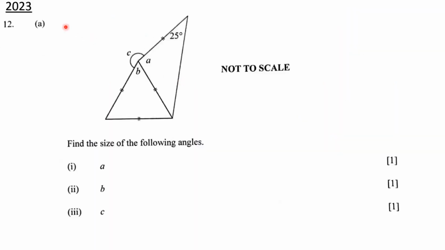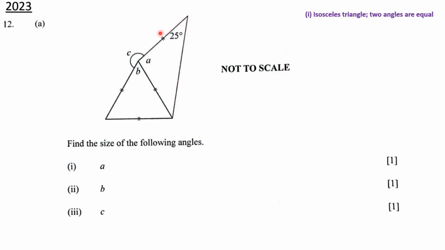Here we have another question. It says, find the size of the following angles. We have to figure out the size of angle A. A useful rule that we're going to use here is that if we're dealing with an isosceles triangle, two of the angles are going to be equal to each other. If we consider this triangle right here, we notice that this is an isosceles triangle.